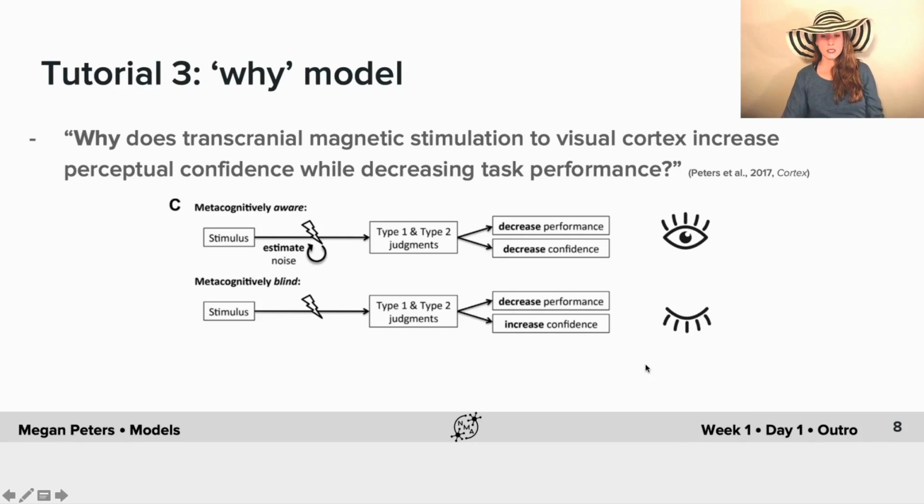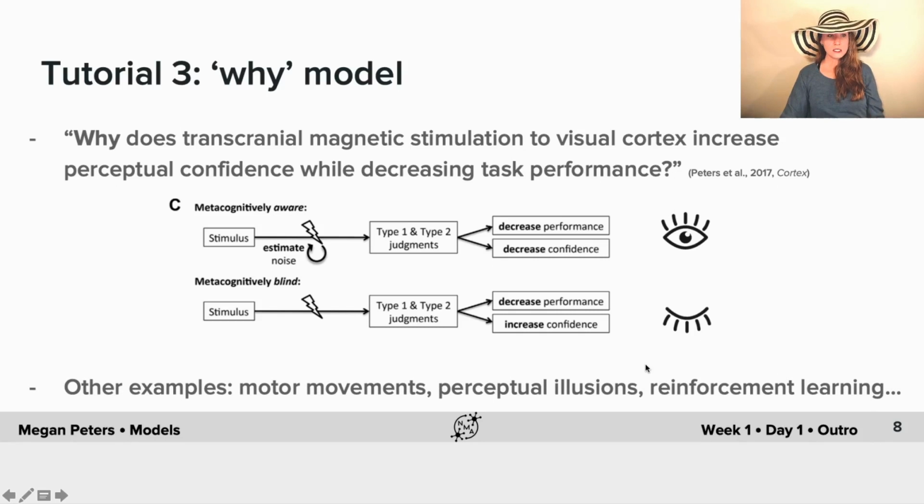There are lots of other examples of really fun and exciting why models. Why does the motor system behave the way it does? Why do we see visual illusions? Why does reinforcement work the way that it does? These kinds of things. And so investigating these questions will all require the sort of why or interpretive modeling that you guys played around with today.